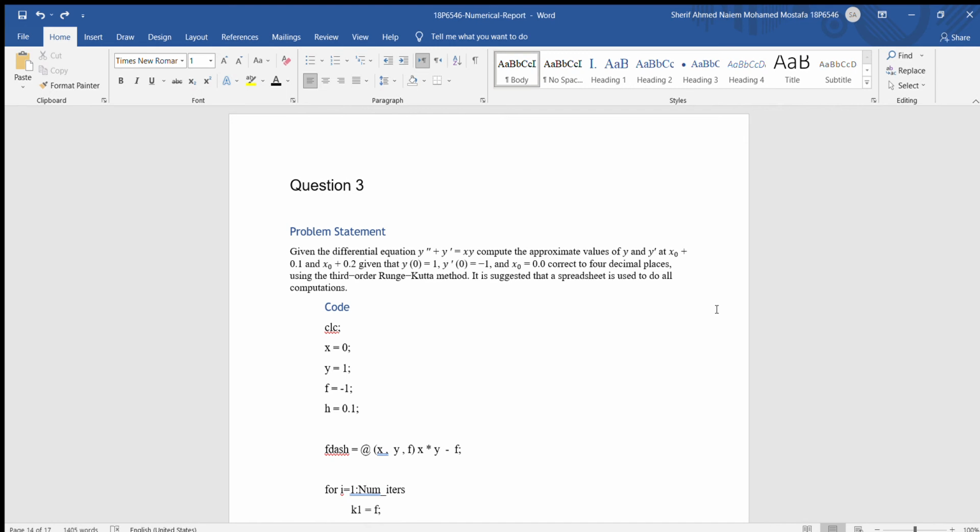In question 3, we are given a differential equation, y double dash plus y dash equals xy, and we are asked to get y dash and y double dash at x equals 0.1 and x equals 0.2. Given as initial conditions, y equals 1 at x equals 0, y dash equals 0 at x equals 1. We need to get the answer to the correct 4 decimal places using Runge-Kutta's third order method.